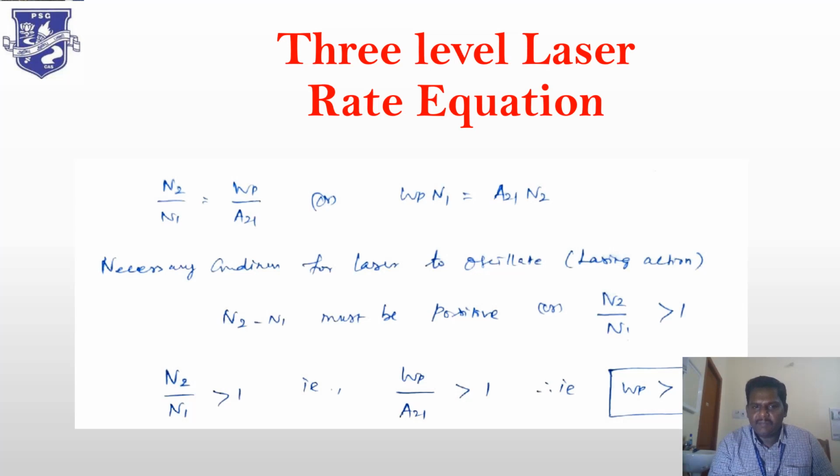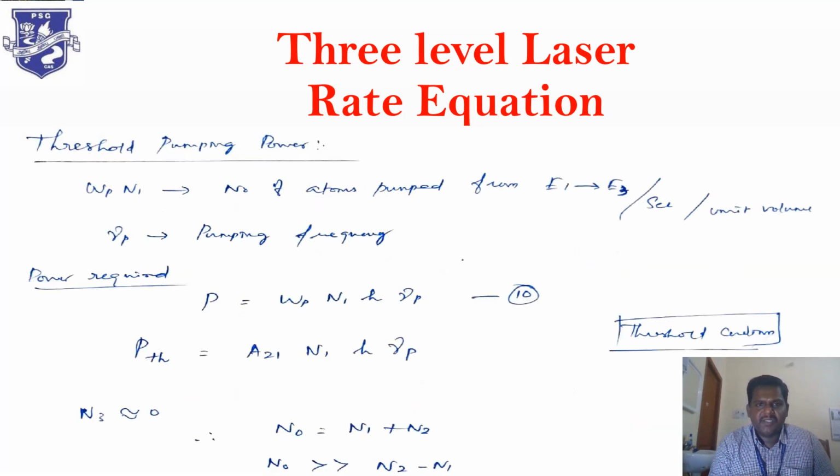We may rewrite the same condition like this also. The ratio between N2 and N1 is always positive, 1 or greater than 1. These are the simple assumptions derived from the laser rate equations. Next, we are going to see about threshold pumping power. Threshold pumping power is given by P, where P is equal to WP N1 h nu P.